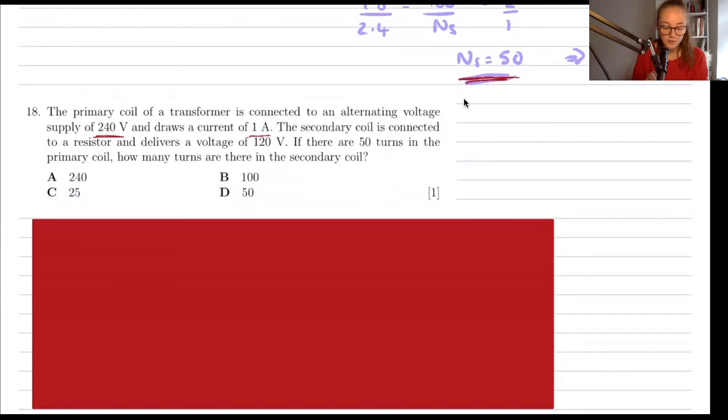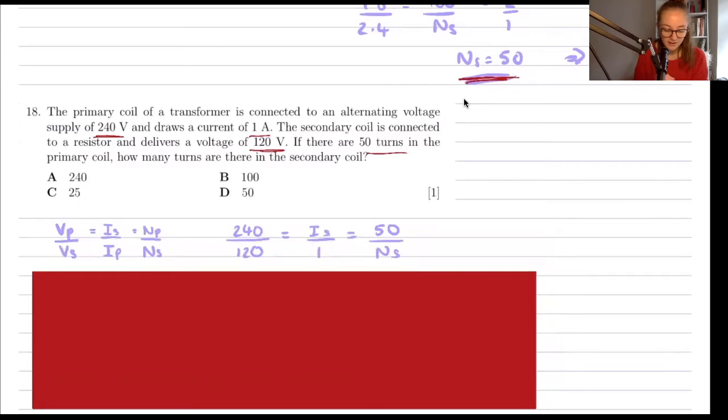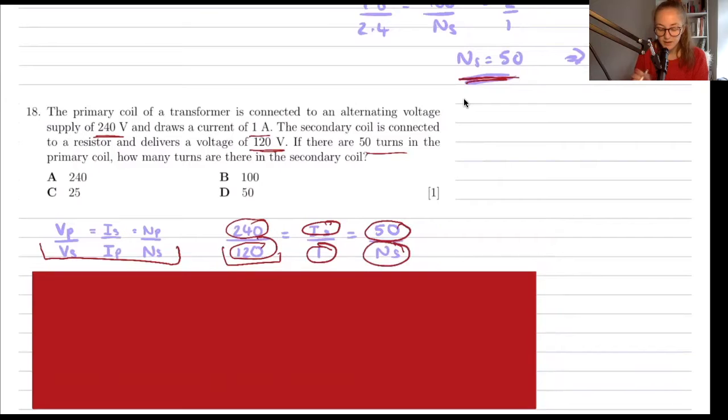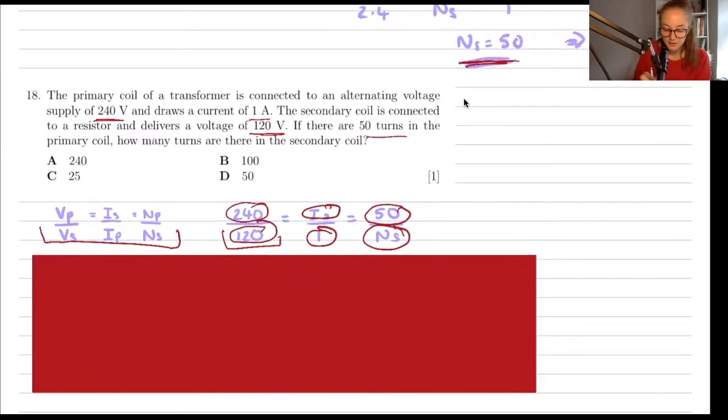And then the secondary coil is connected to a resistor and delivers 120 volts. If there are 50 turns in the primary coil, how many turns are there in the secondary coil? So again, I've just popped in that all-important equation and then popped in the numbers that we know. So we know that our primary voltage is 240 and our secondary voltage is 120. We don't know our secondary current, but we know our primary current. And we know the number of turns in the primary, but not on the secondary. And what we want is the number of turns in the secondary.